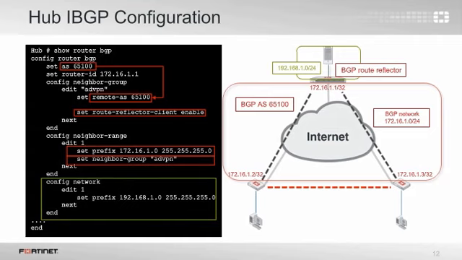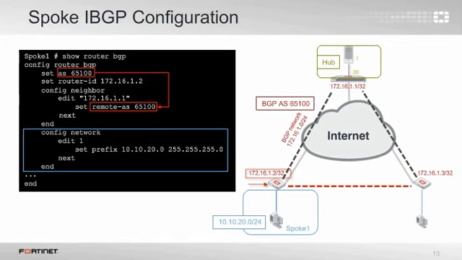This slide shows the following internal BGP configuration in one of the spokes. Configure the hub as a BGP neighbor. Define the internal network that will be advertised over BGP.